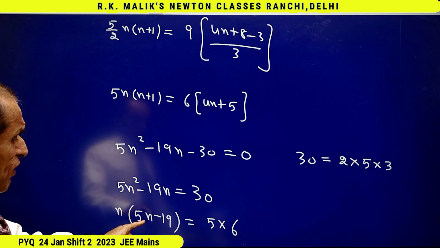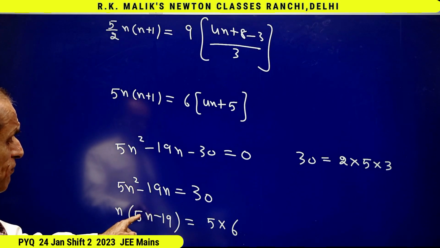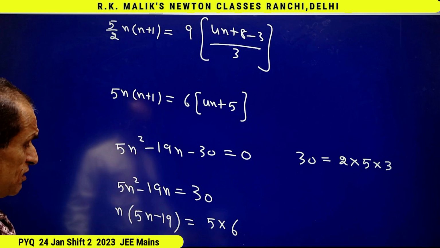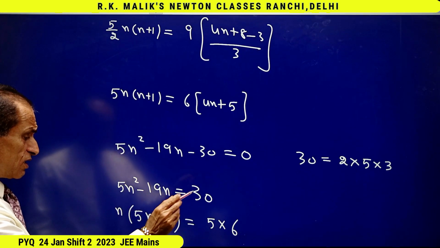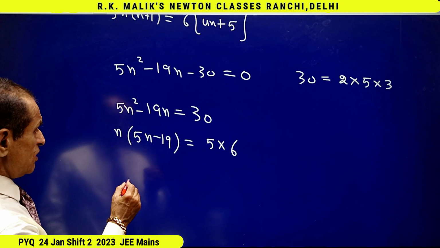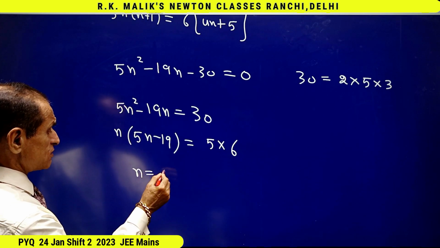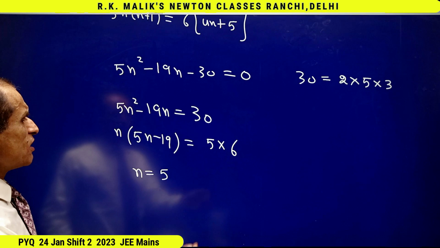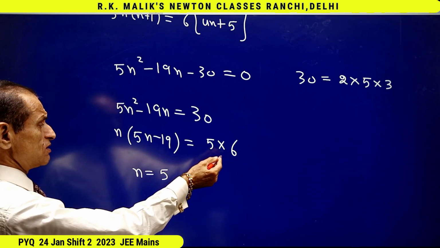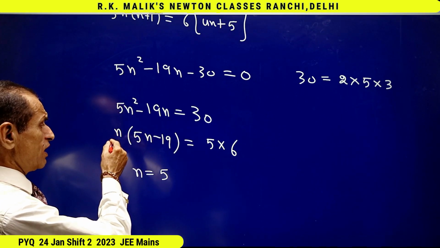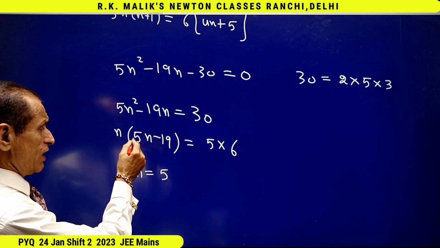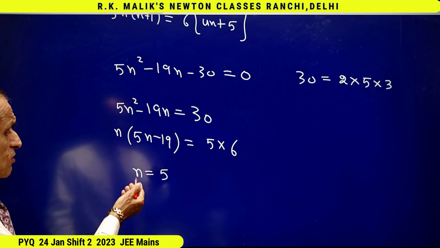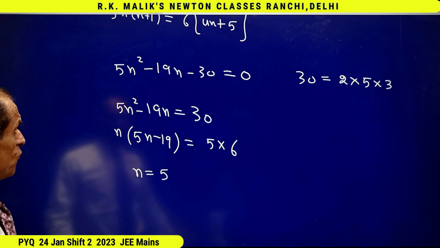It is clear that if I take the value of n as 5, 25 minus 19 is 6. That is, I have written the right hand side in this form, and now I have got the value of n as 5. Note that I can't take the value of n as 6, because if I take n as 6, the other factor should become 5 for n equal to 6. Hence, we have got the value of n as 5.